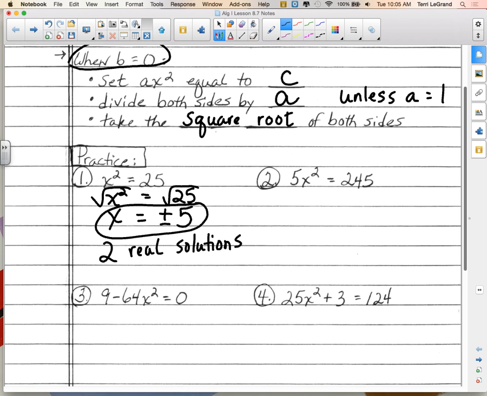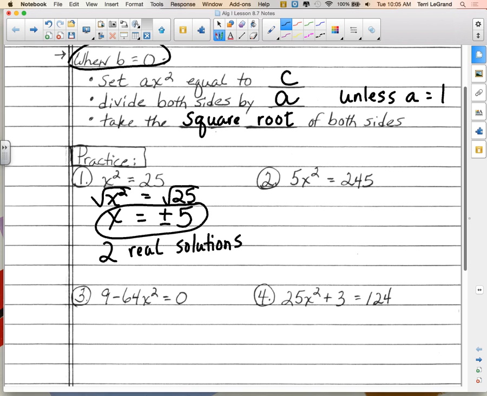And if we move the 25 over with the x squared, so the x squared stays positive, it would open up. If we move the x squared over with the 25, then it'd be negative and it would open down. But either way, it would still cross the x-axis at positive 5 and negative 5. Okay? Questions?